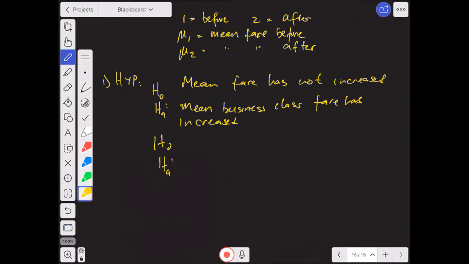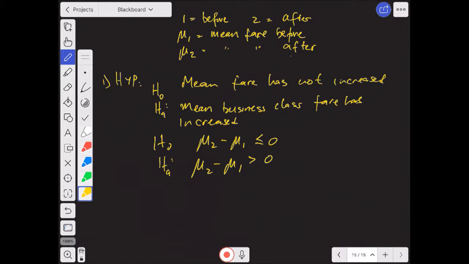Now, because I'm looking for an increase, I will subtract mu1 from mu2, because I expect mu2 to be larger. So I'm going to say mu2 minus mu1. If I'm expecting an increase, that difference should be greater than 0. But if there isn't an increase, mu2 minus mu1 is less than or equal to 0. So we have to make sure we understand how the difference should play out. After is supposed to be higher than before if there's been an increase, so mu2 minus mu1 should be positive, and that's what I want to prove. So that's that.